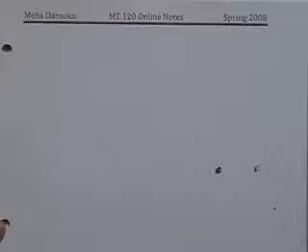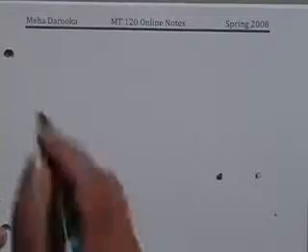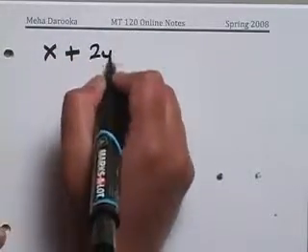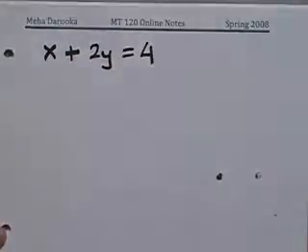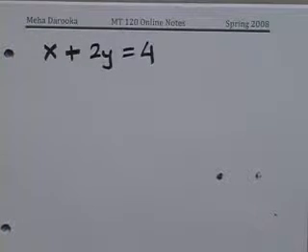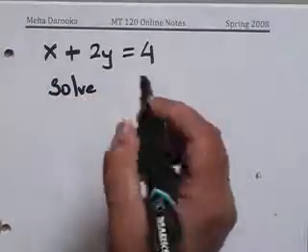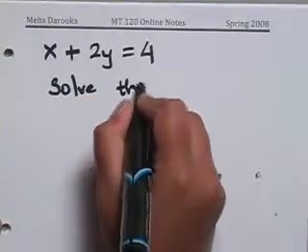Alright, let's go ahead and look at an alternate method of how to find the slope of a line. If you remember, we had talked about this example earlier, x plus 2y equals 4, and in that example we had found the x and y intercepts and then used the slope formula to help us find the slope of this line. The alternate method is where you can solve this equation for y.